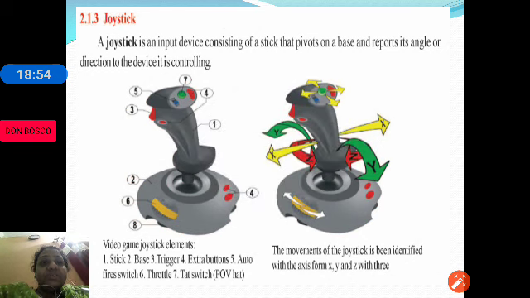Then we have joysticks. Joystick is also an input device. Generally it is used to control the direction or the movements of the device. Joystick is a gaming device. It is generally used for video games. It is used to play video games. It is also an input device.